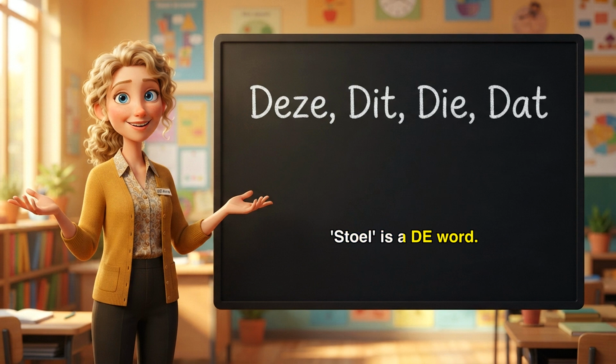Stoel is a de word. How do you say this chair? The answer is deze stoel. Deze stoel is fijn. This chair is nice. Huis is a het word. How do you say this house? The answer is dit huis. Dit huis is oud. This house is old.